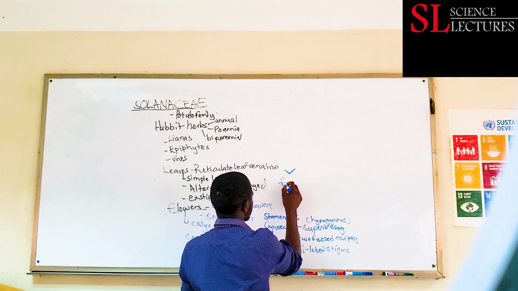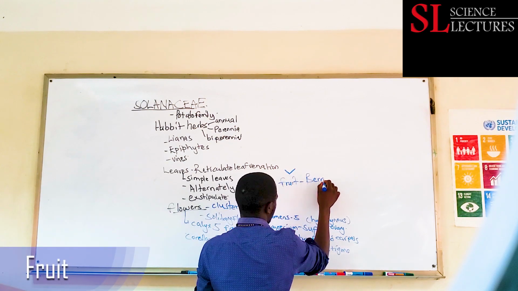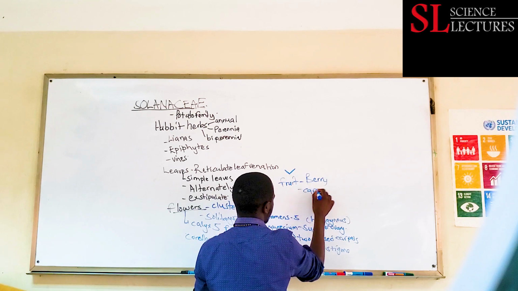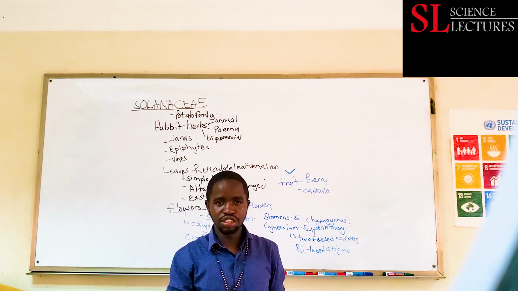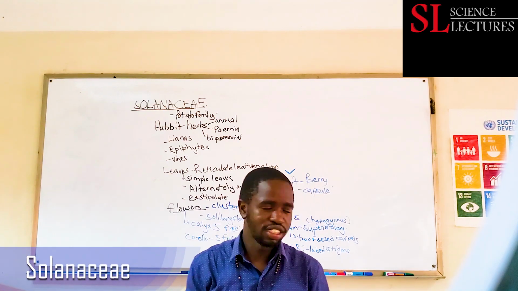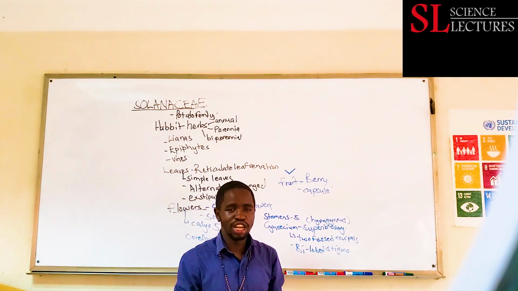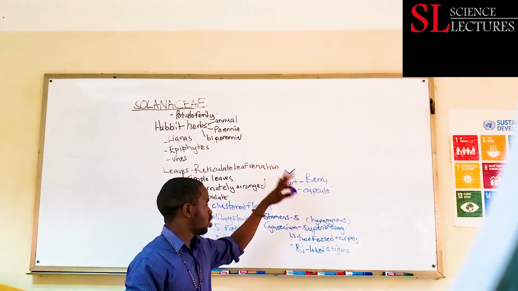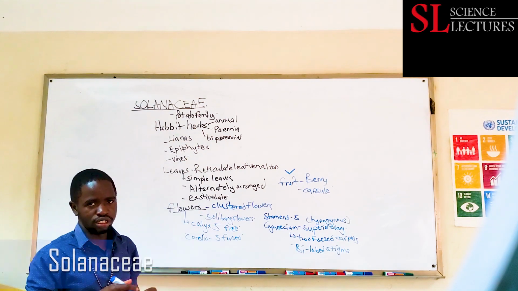Then the fruit in this family is either a berry or a capsule. A berry is a fleshy, indehiscent fruit with many seeds, while a capsule is a dry, dehiscent fruit that has many lines of weakness. So those are the general characteristics of members of family Solanaceae.